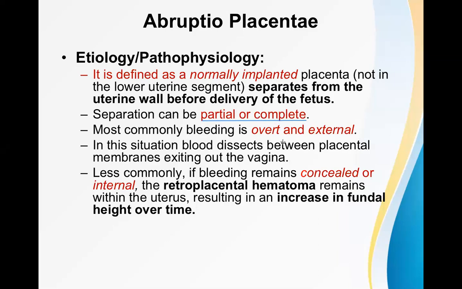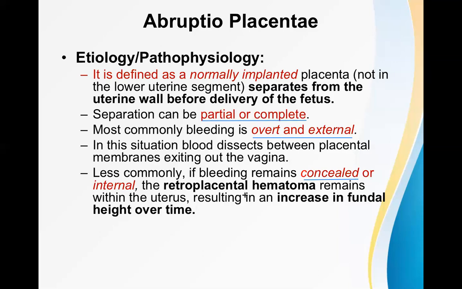Most commonly, bleeding is overt and external. Now, overt means obvious bleeding. That bleeding can be seen from outside because it is causing vaginal hemorrhage. So usually the bleeding is like that. But sometimes the bleeding may be internal. It is also known as concealed hemorrhage. Concealed means hidden, or internal hemorrhage.